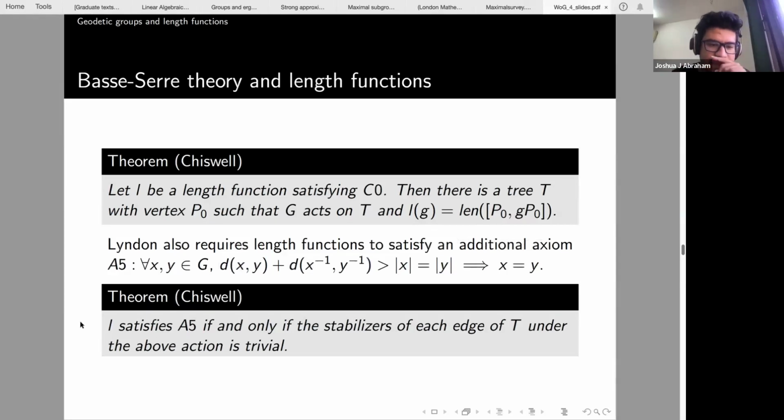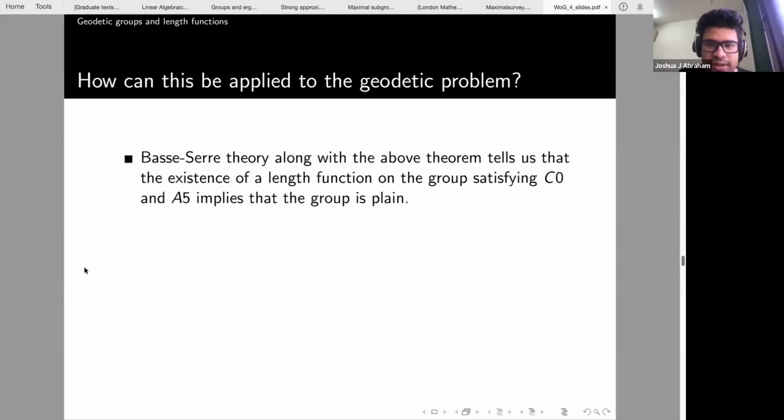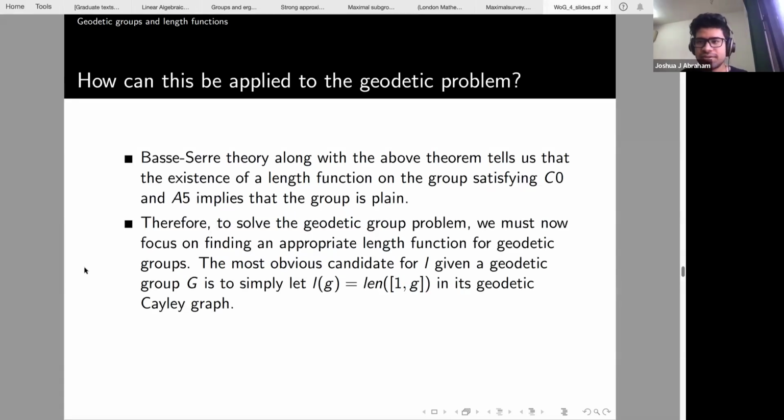So this is another one of Chiswell's theorems, which basically links length functions to Bass-Serre theory. It says that a given length function satisfies A5 if and only if the length function arises from a group action on a tree, and now he's saying that the stabilizer of each edge is trivial if and only if the length function satisfies A5. So this tells us that the existence of a length function which satisfies A5 will guarantee that the group is free. So now to work on the geodetic group problem, we need to define length functions on geodetic groups and or even on non-geodetic groups.